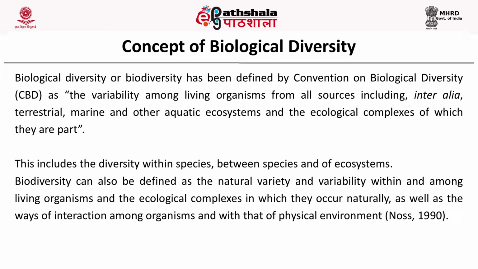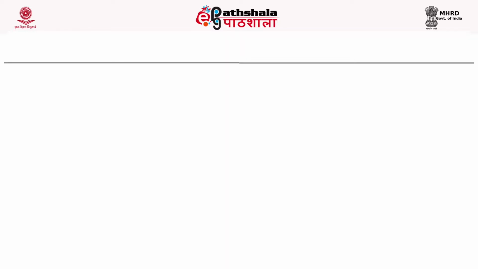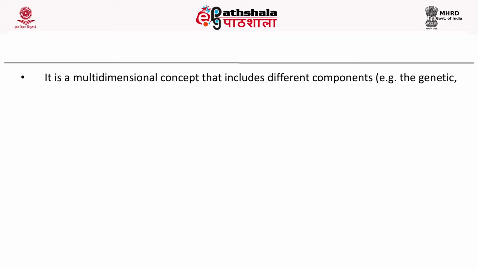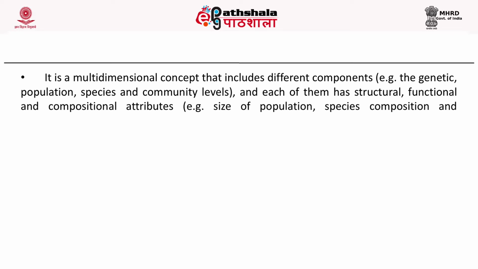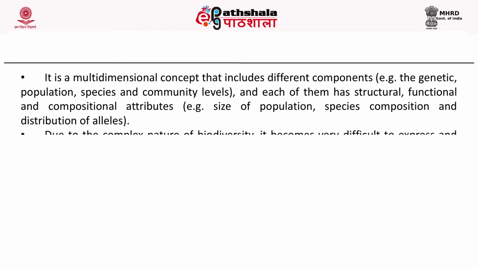Biodiversity can also be defined as the natural variety and variability within and among living organisms and the ecological complexes in which they occur naturally, as well as the ways of interaction among organisms and with the physical environment. Further, it is a multidimensional concept that includes different components. For example, the genetic, the population, the species and the community levels, and each of them has structural, functional and compositional attributes. For example, the size of population, species composition and distribution of alleles.